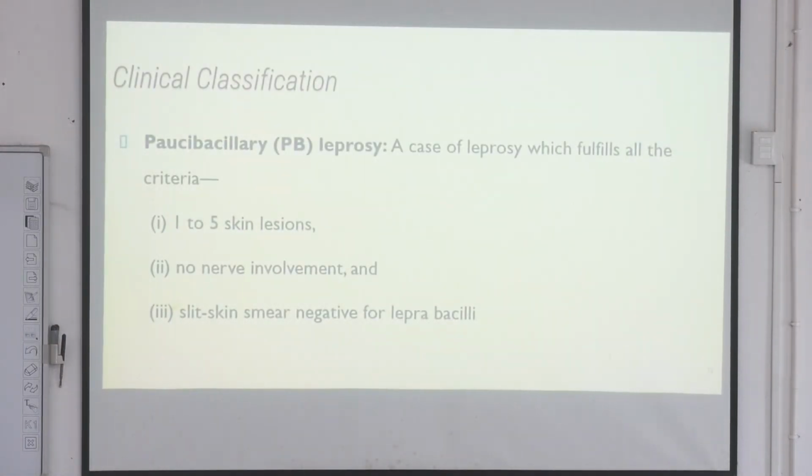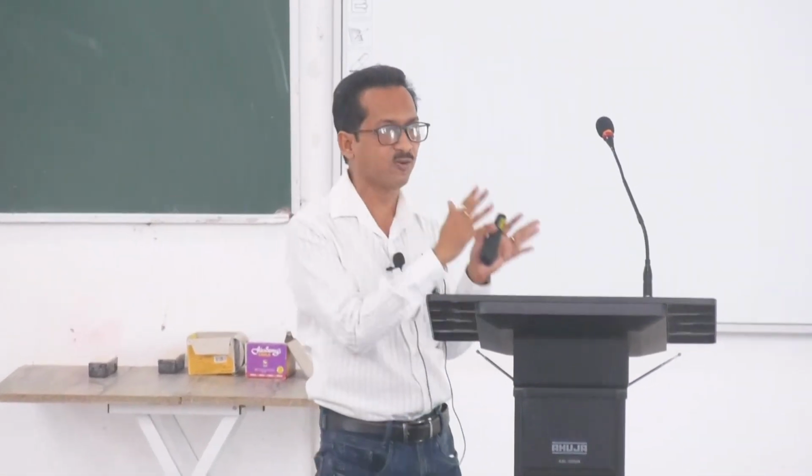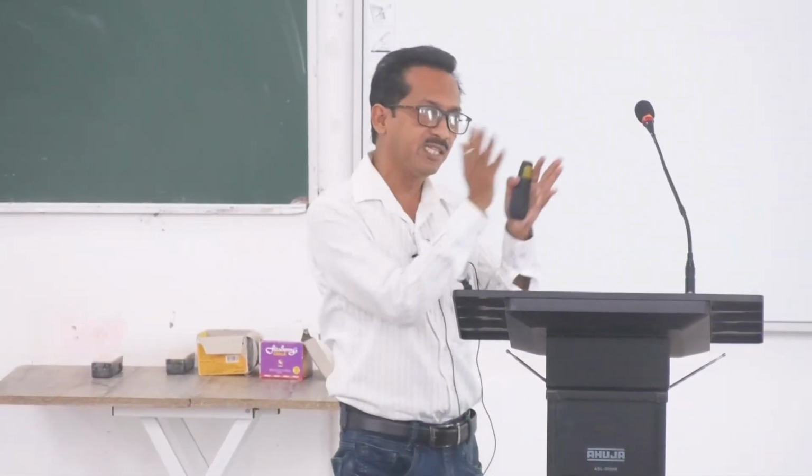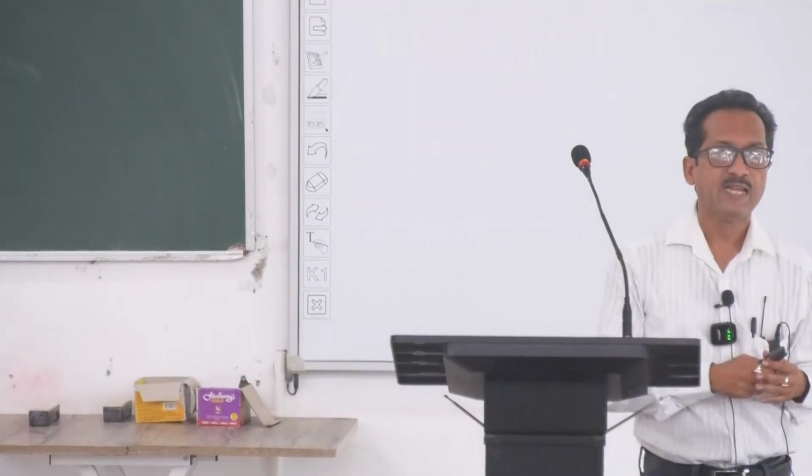This is the classification by WHO. They have classified it into two parts only, paucibacillary and multibacillary leprosy. This WHO classification helps in the treatment protocol. When we come to treatment, we will see the treatment protocol for paucibacillary and multibacillary is different. It is not treated as tuberculoid type or lepromatous type. Usually tuberculoid type is included in paucibacillary type and lepromatous is included in multibacillary type.